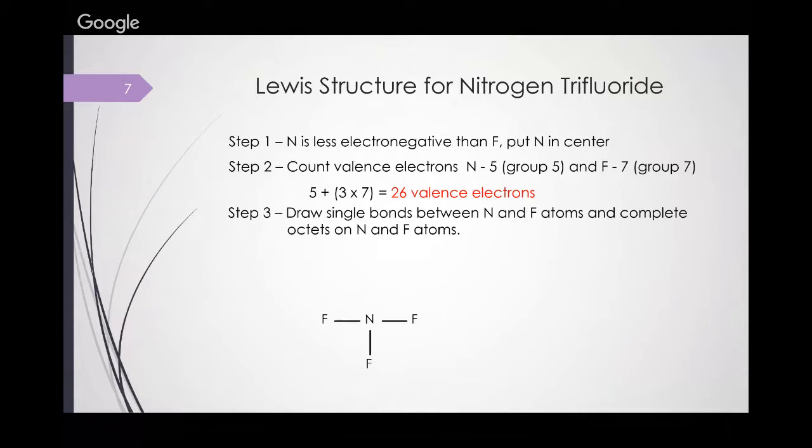Then I draw my single bonds between my central atom and my surrounding atoms and add dots to everything. I then do an electron count: 2, 4, 6, 8 for each fluorine, and nitrogen has 2, 4, 6, 8, so we're good. Everything has its 8. Then we count 2, 4, 6, up to 26, which matches the 26 here, and this shows us what our structure is.